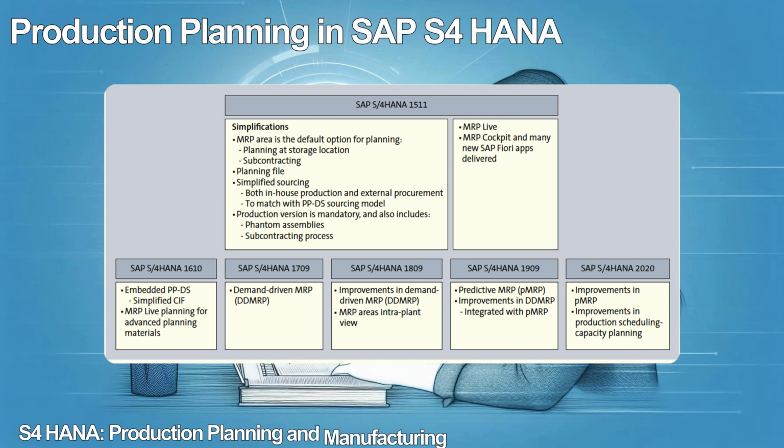Let's now take a deeper dive into production planning in SAP S/4HANA. Production planning in SAP S/4HANA has undergone a significant transformation. With each new release, SAP has introduced simplifications and innovations that have reshaped how production processes are managed. Let's walk through the key milestones. Firstly, the S/4HANA 1511. This was the first release to include logistics modules.